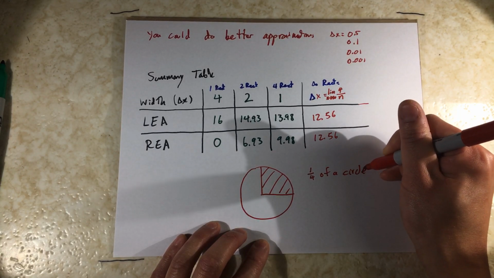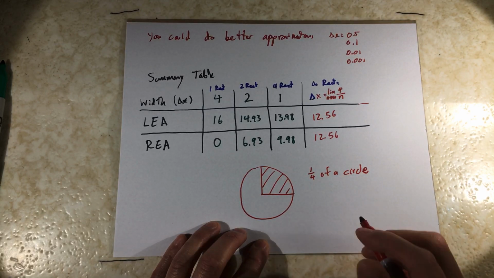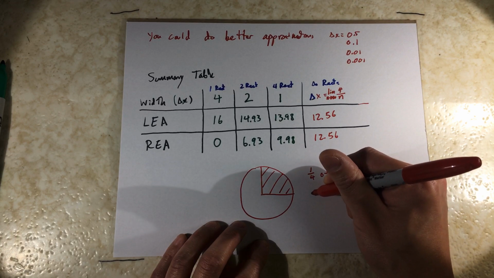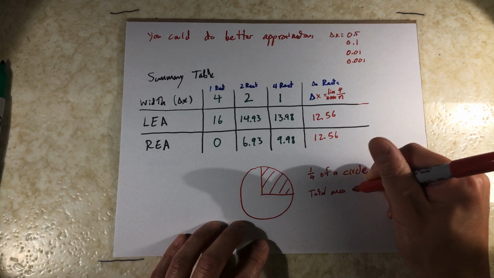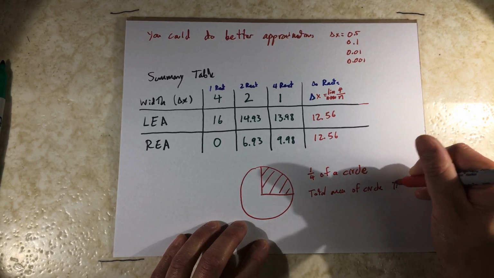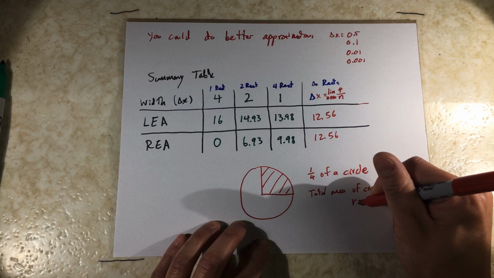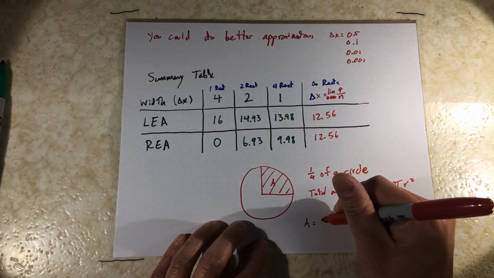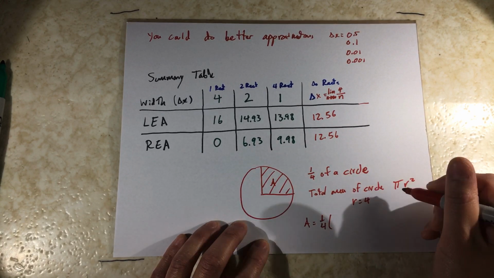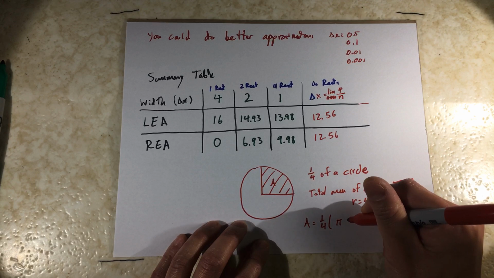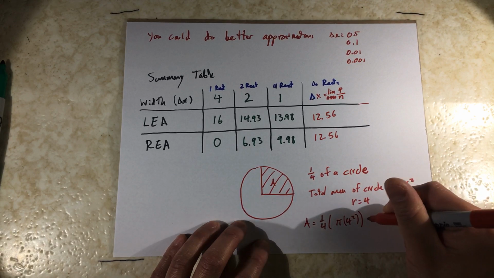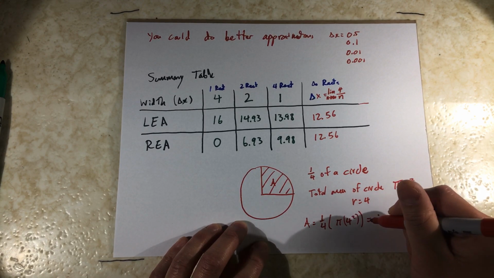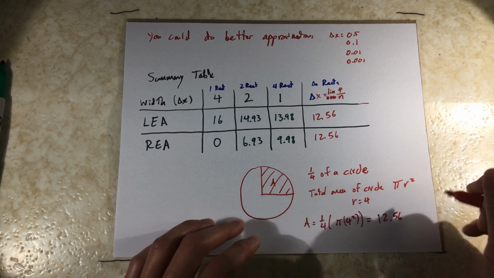Maybe you noticed this in the beginning and said, I know what the area of a circle is, and I know how to calculate 1/4 of a circle. The area of a circle is just pi r squared, where r is equal to 4 units. So the area of this shaded region would just be 1/4 times the area of the total circle, which is pi times 4 squared. That happens to be 4 pi, which, if you calculate it, is 12.56.